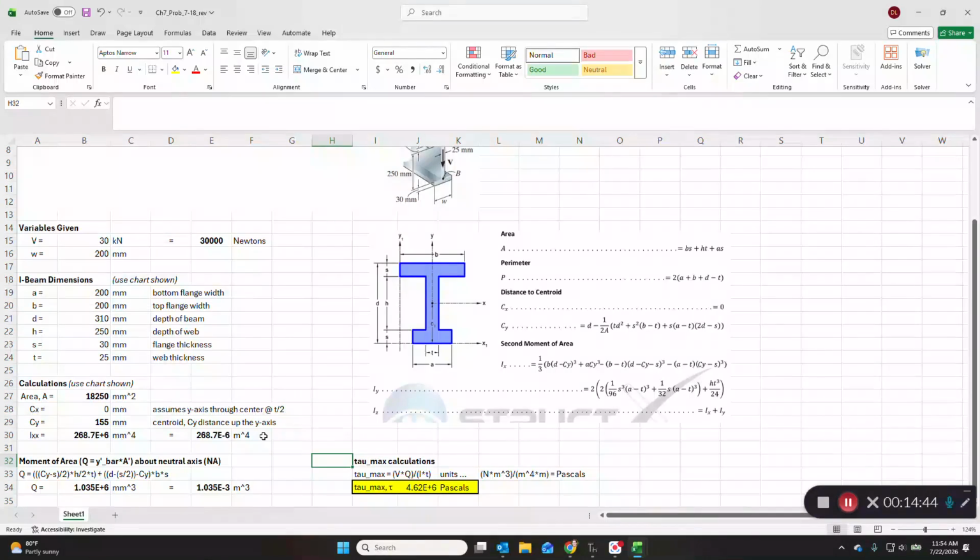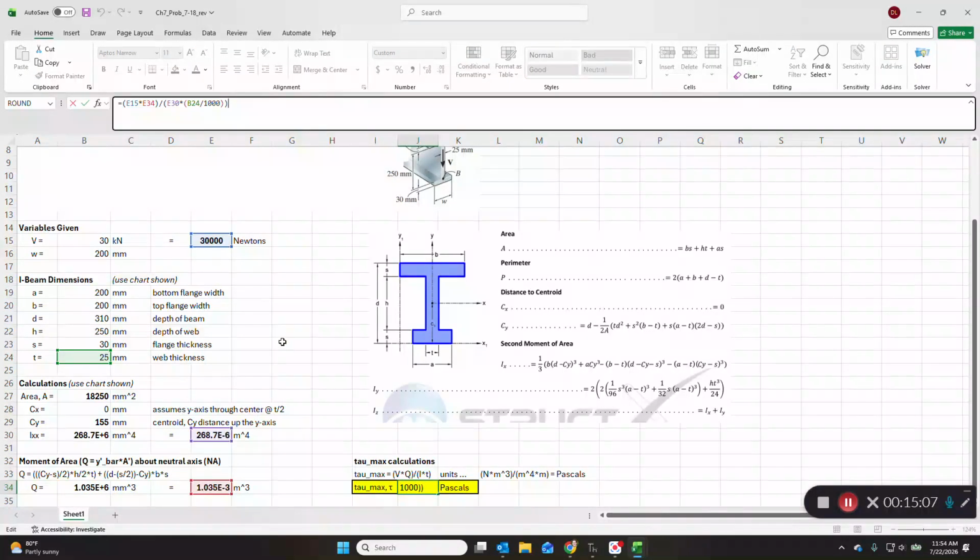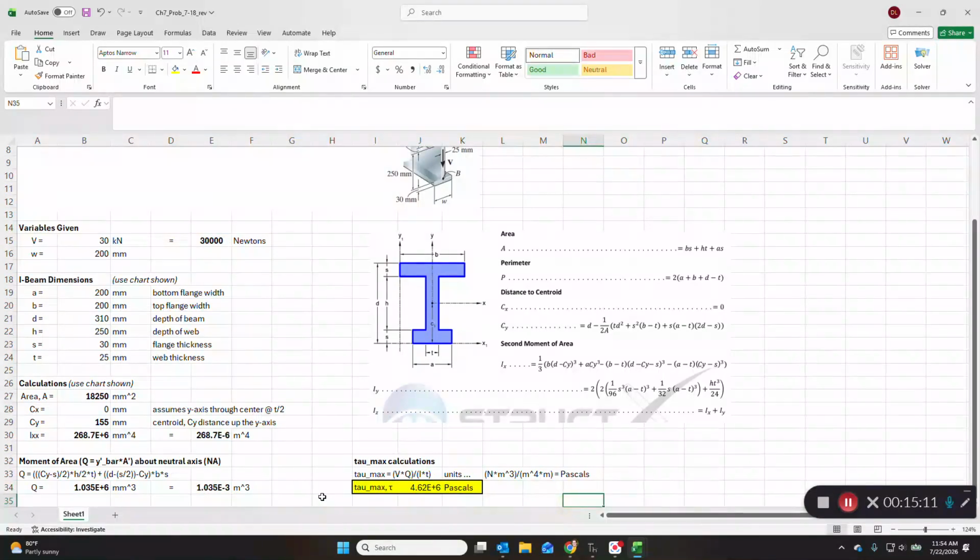Remember, the formula is VQ over IT. Well, V was given, right, but we need it in newtons. Q was calculated, we need it in meters cubed. I was calculated, we need it in meters to the fourth, and T was given, and that should be in meters. So I've divided that by 1,000 in this case. You can see all of the highlighted cells. And we end up with a result of 4.62 megapascals. So that is the solution.